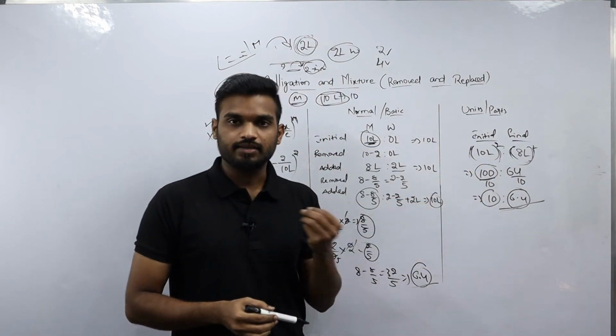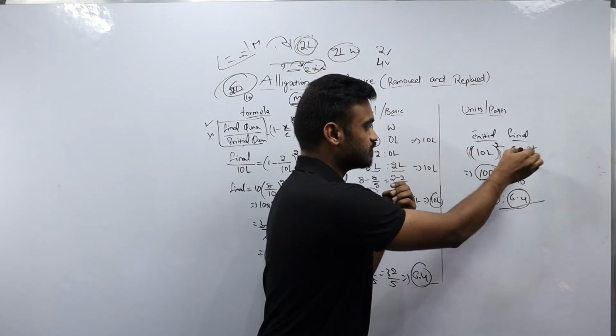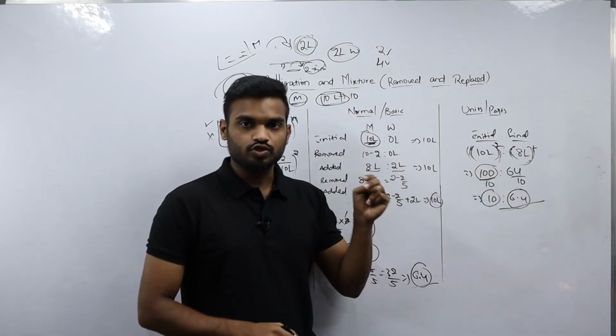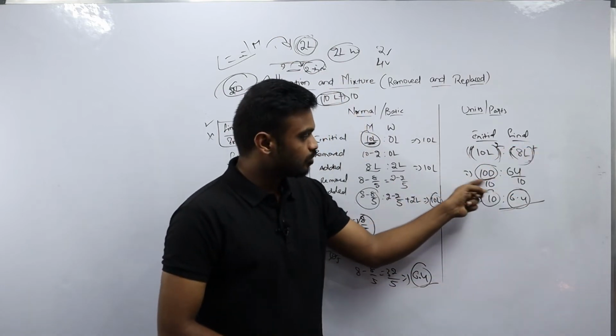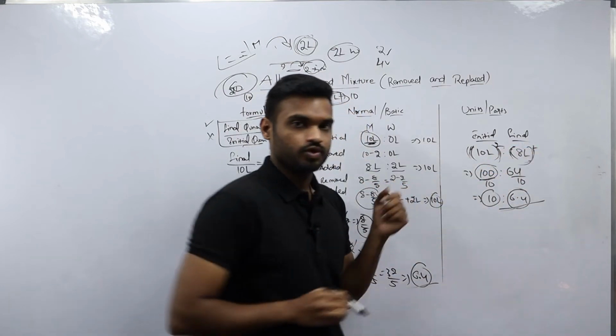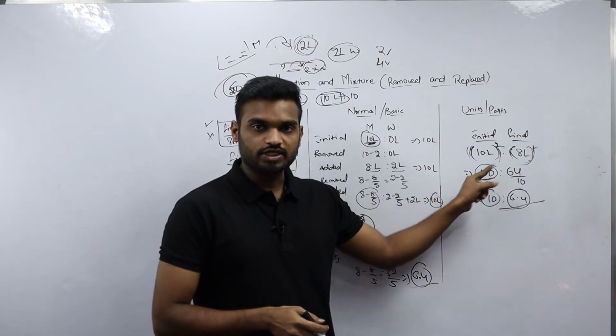If you are doing 3 times, then cube both the values. Now I am doing only 2 times, so I am squaring both the quantities. Now after squaring, how much value will I get? 100 is to 64. This is the value I got after squaring.